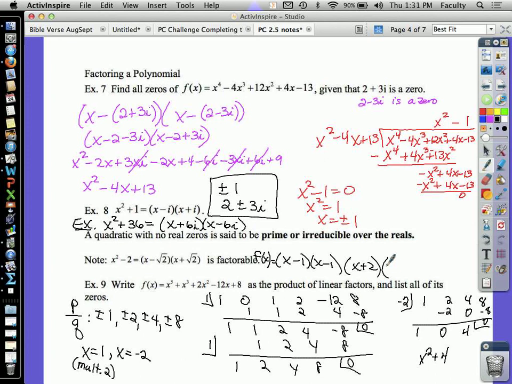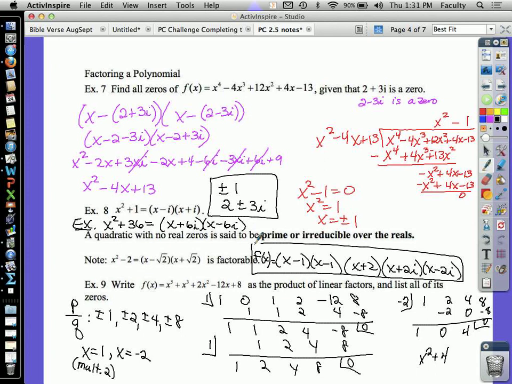Not a square root. x plus 2i, x minus 2i. Remember, the sum of two perfect squares is going to be imaginary. Remember, our x squared plus 36 was x plus 6i, x minus 6i. All right, that's the first part. Write f of x as the product of linear factors. So remember, x squared is not allowed.